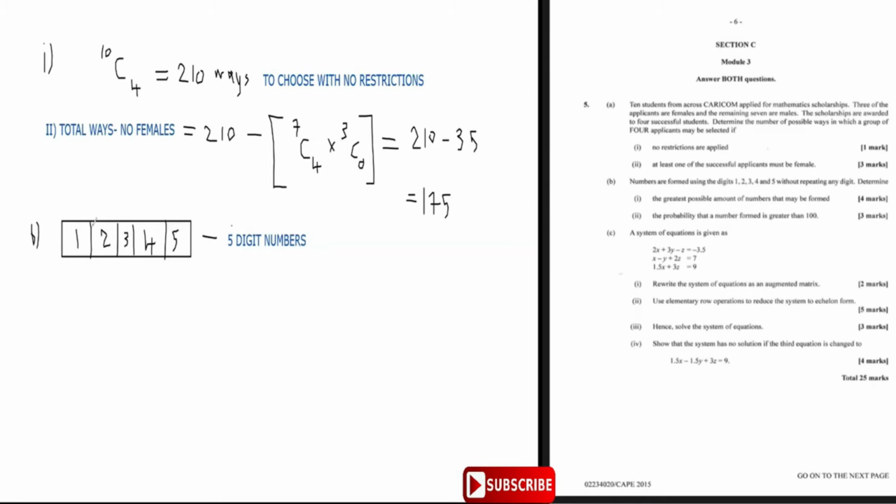So the number of 5-digit numbers that can be formed is 1 times 2 times 3 times 4 times 5. That's the amount of 5-digit numbers that can be formed. That's 120 5-digit numbers.